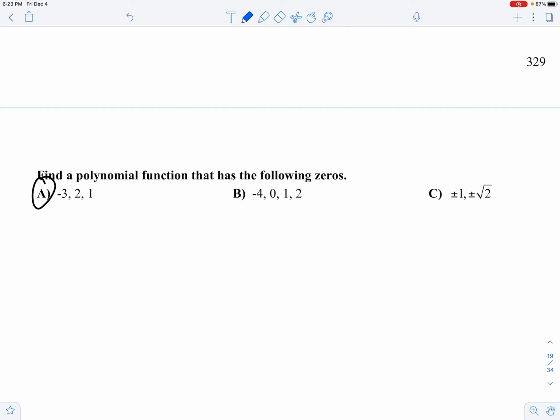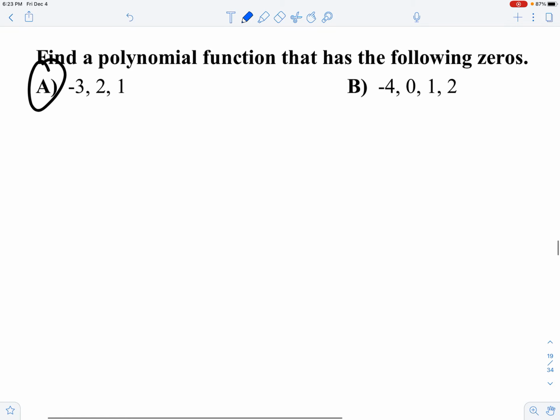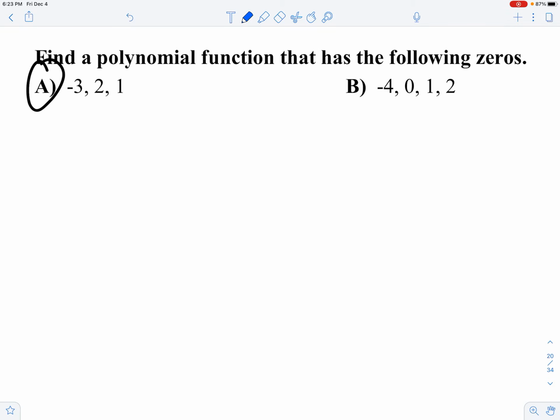In the first one, I'm looking on page 330. It says find a polynomial function that has the following zeros. So minus 3 is plus 3.